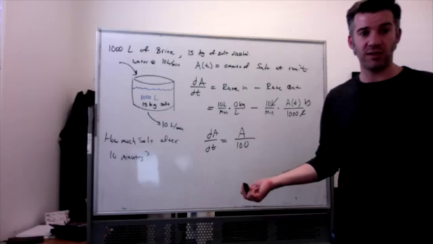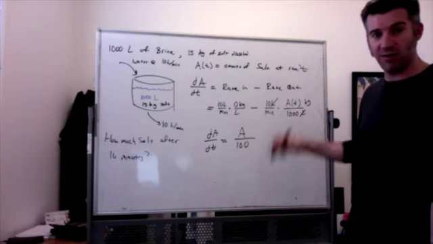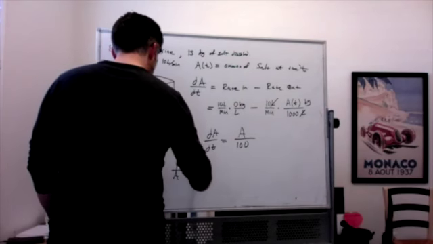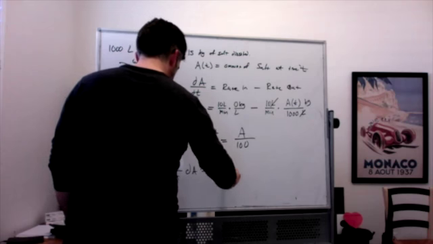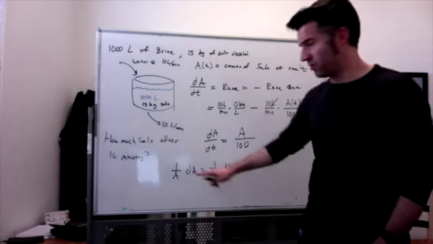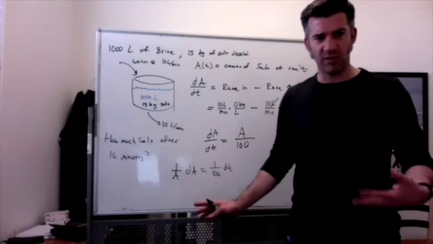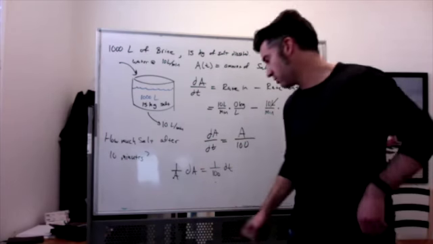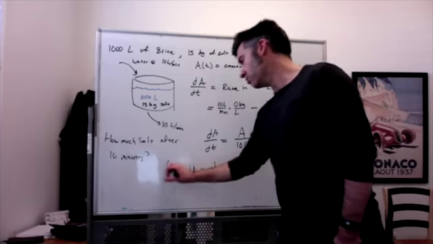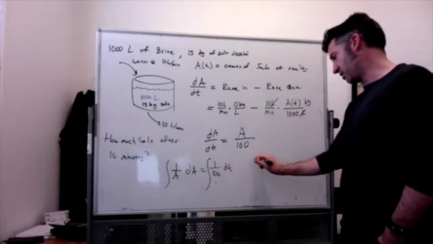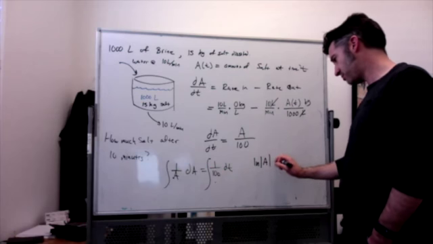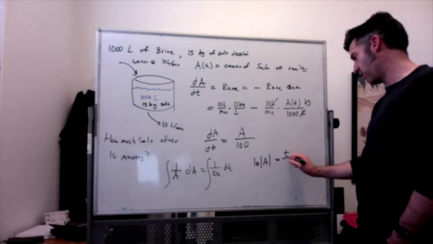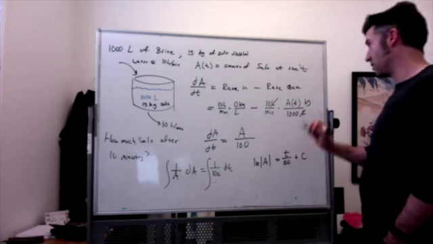Let's solve the differential equation. So I need A's on the left, T's on the right. So I need 1 over A dA equal to 1 over 100 dt. If you wanted to, you could put the 100 over here, but it's standard practice to leave the constant on the side that is the independent variable, on the right. Integrate both sides. So you get the natural log of the absolute value of A equals T over 100 plus C.